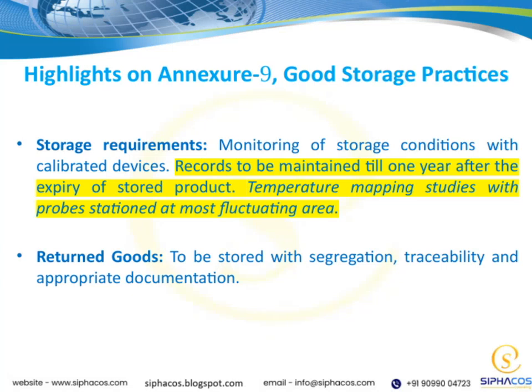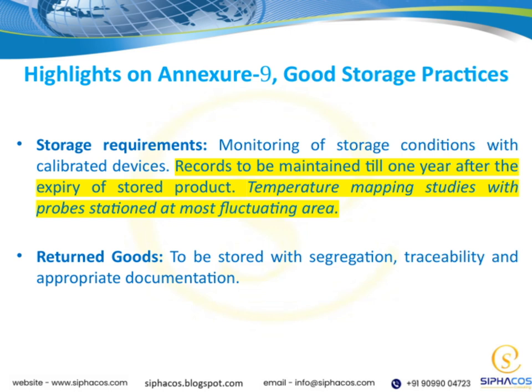Let's take a look at the storage requirements. It's essential to monitor storage conditions regularly using calibrated devices to ensure the products are kept under optimal conditions. Records of these monitoring activities should be maintained for at least 1 year after the expiry date of the stored products, providing a clear traceability trail. Additionally, temperature mapping studies are crucial. They involve placing probes in the areas where temperature fluctuations are most likely to occur, so we can understand and control the environment effectively.